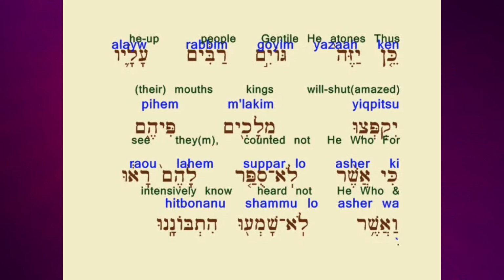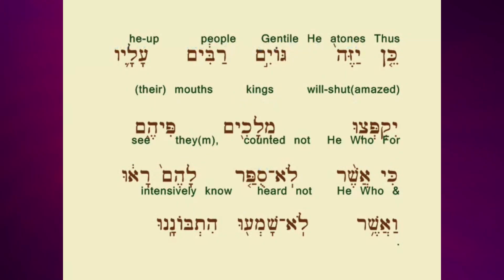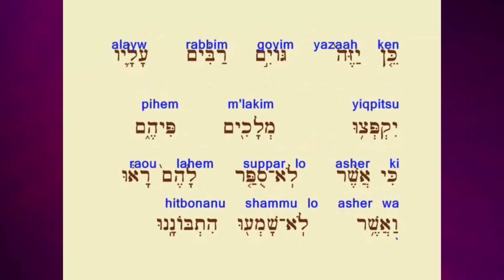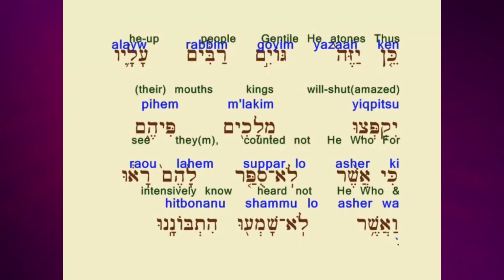Wa'asher lo shamu hitpunanu. Now that ends up being 10 syllables, so it's got to be elided somewhere. So the probable place to elide it is going to be to take out the wa: Asher lo shamu hitpunanu. That makes it 9.